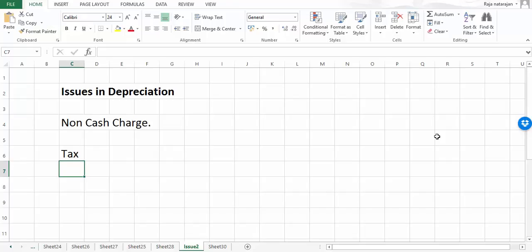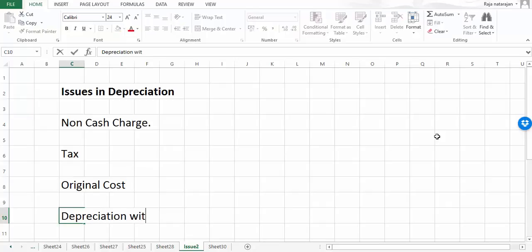And on what amount is depreciation provided? Depreciation is provided on original cost, right? So original cost is your historical cost, and this does not suffer inflation. It means we have to take depreciation with what? With zero inflation because it is provided only on the original cost.